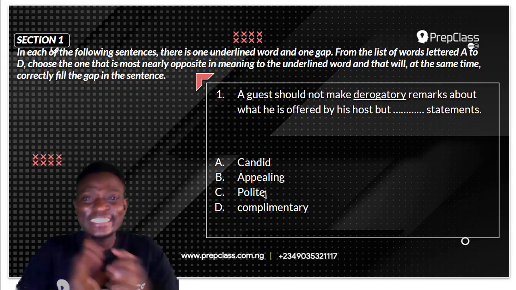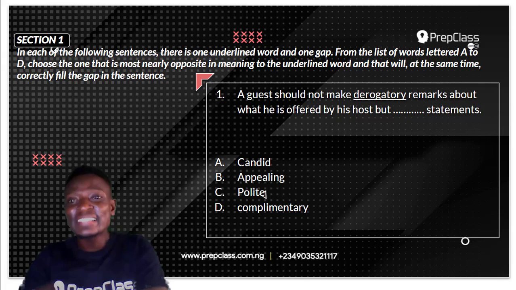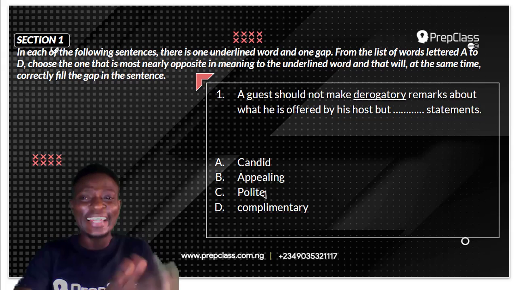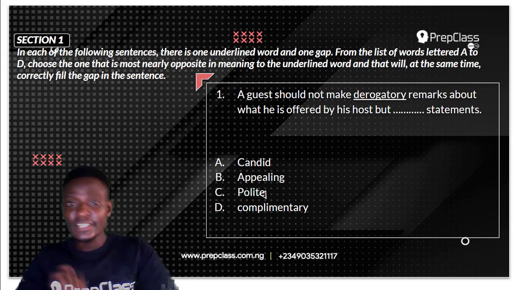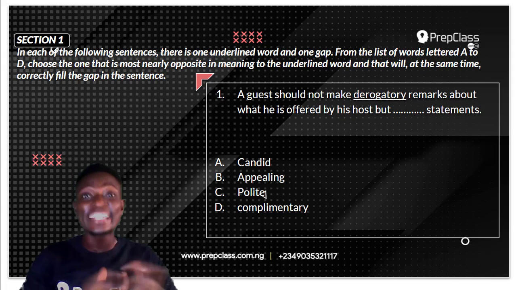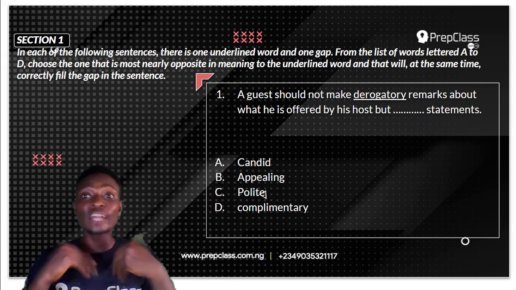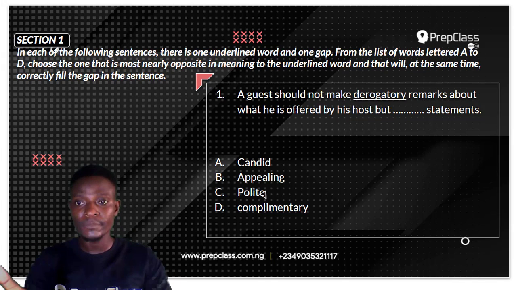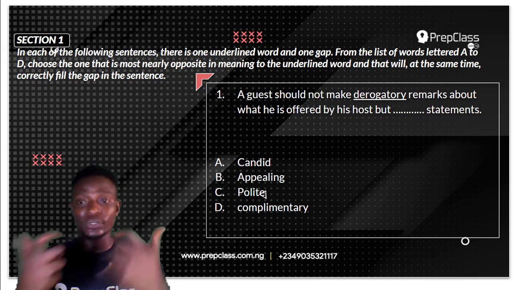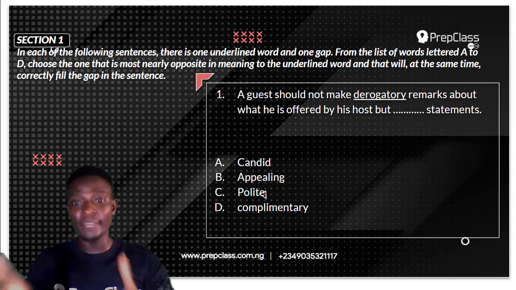Now, this instruction states that we give the meaning of the underlined word and select the option that means the opposite of the underlined word, and the opposite of the underlined word must also fill in the blank space appropriately. So the first question reads, a guest should not make derogatory remarks about what he is offered by his host, but dash statements. Now, the underlined word in this sentence is derogatory. Remember, we had to select the option that most nearly means opposite of derogatory. Now, the options we have are candid, appealing, polite, complimentary.